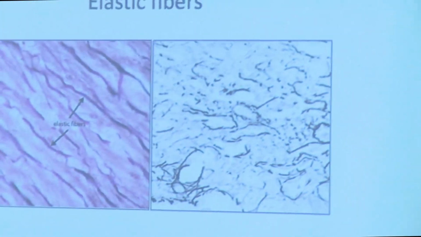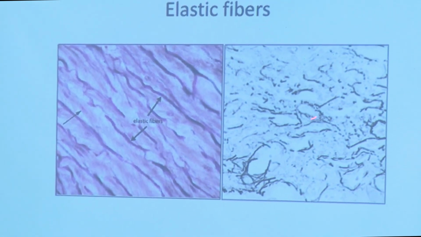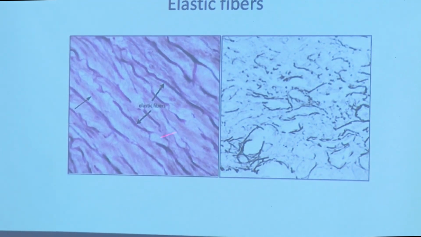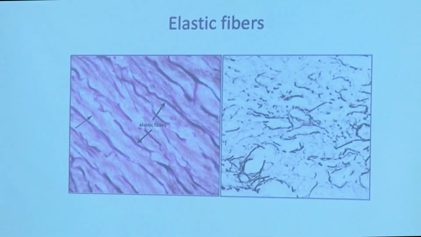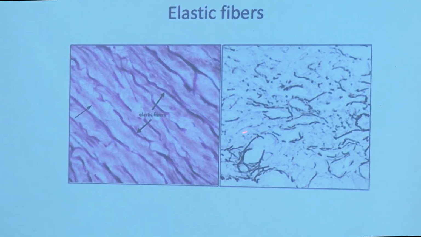Okay, next type of fibers are elastic fibers. So here you can see the elastic fibers. Here also you can see the elastic fiber. Can anyone differentiate between these two diagrams? Can you differentiate between these two diagrams?